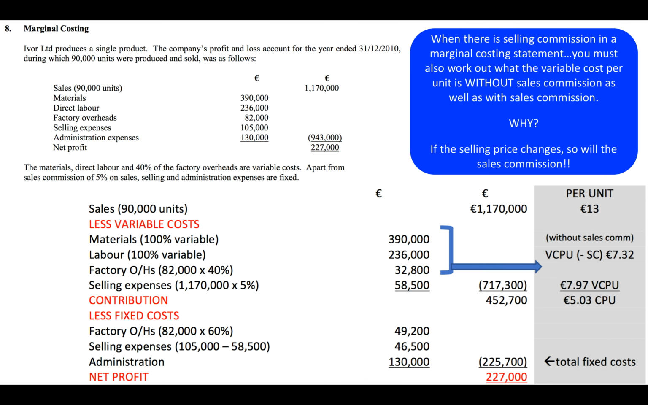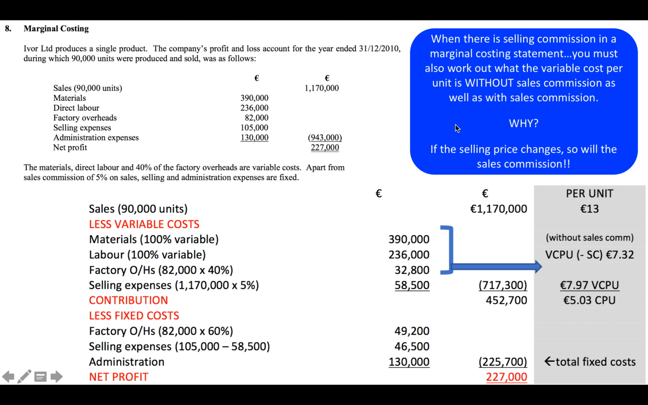Okay, so as per usual, what we have to do now is we have to do a marginal costing statement, which is this here at the bottom. So what we have done is we take our sales, we less our variable costs, and that is equal to our contribution, and then we take away our fixed costs, and that is equal to our net profit.